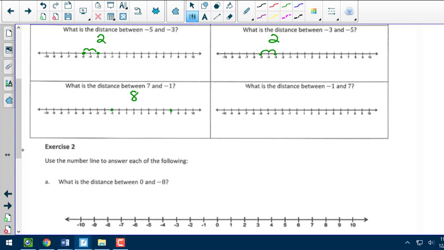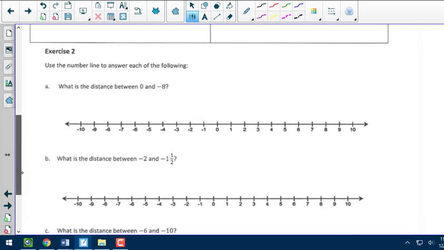What is the distance between -1 and 7? Again, it doesn't matter if I do them in the opposite order, because really I'm just counting how many units there are. So here I would go up 1 to 0 and then up 7 more. I could draw an arrow, and yes, I would get 8.